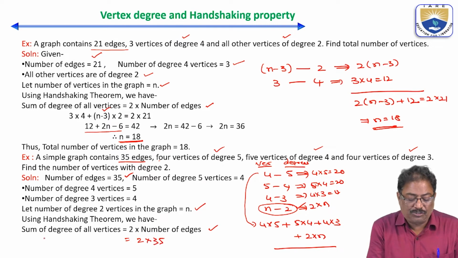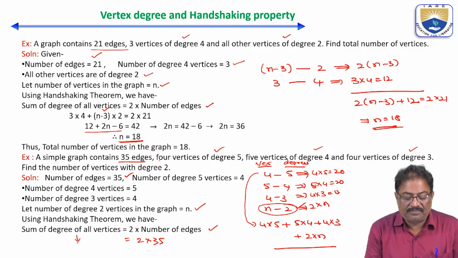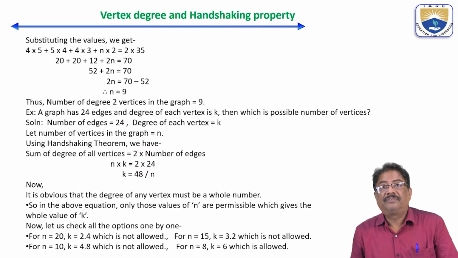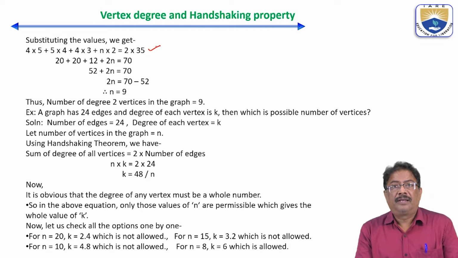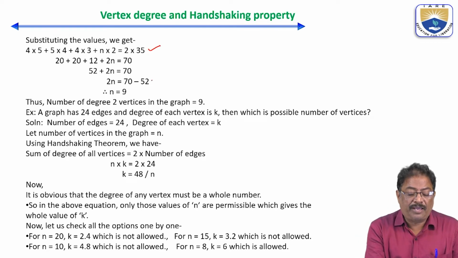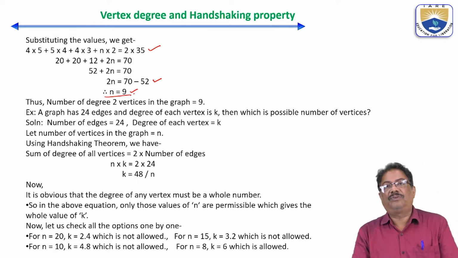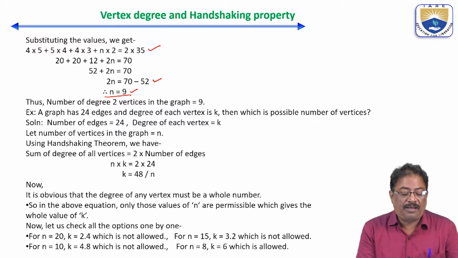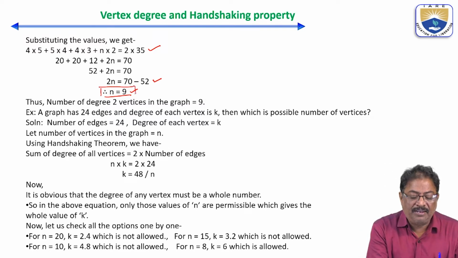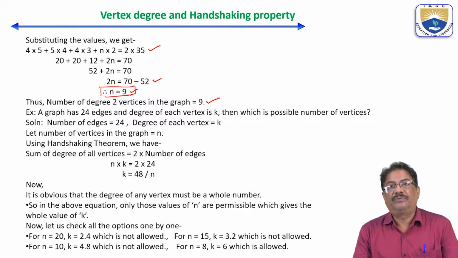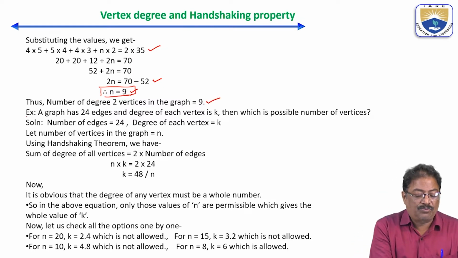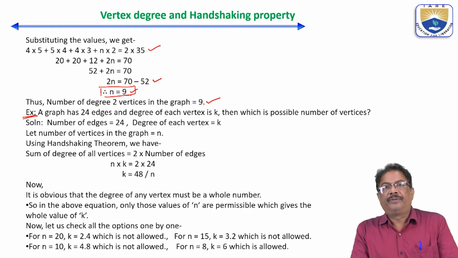So this is equal to the sum we have to write here. Then we are going to calculate what n is. n is nothing but the number of vertices of degree 2 in the graph. So there are 9 vertices of degree 2. Now let us go for another example.